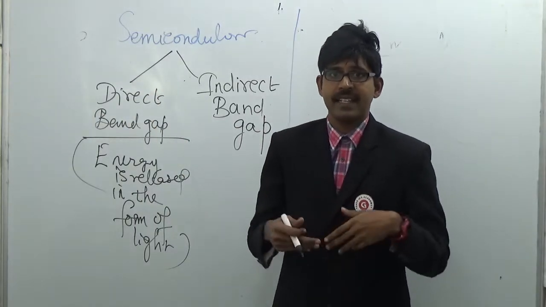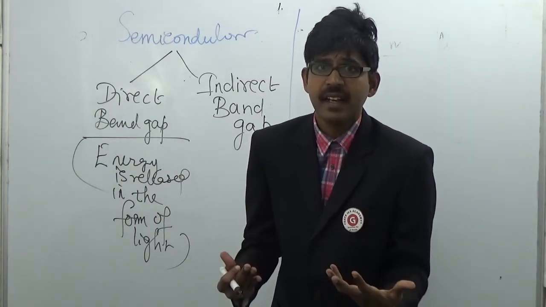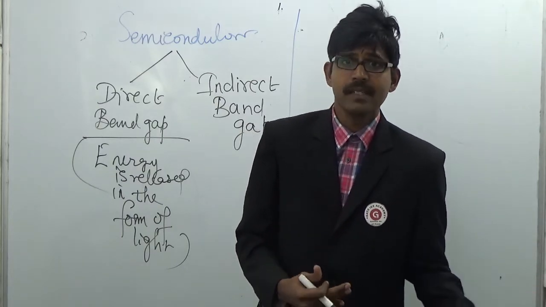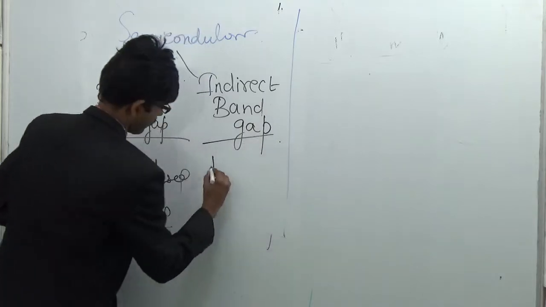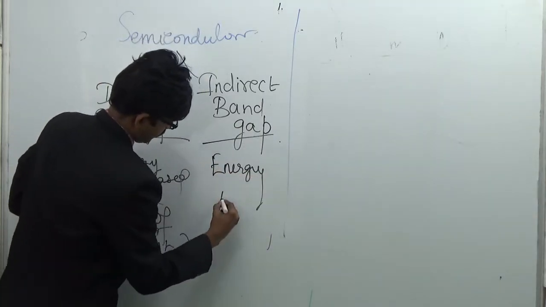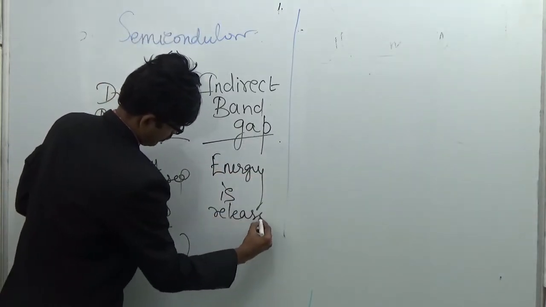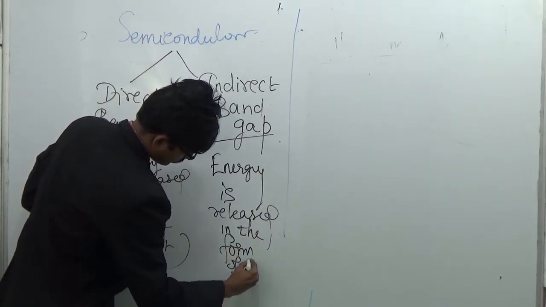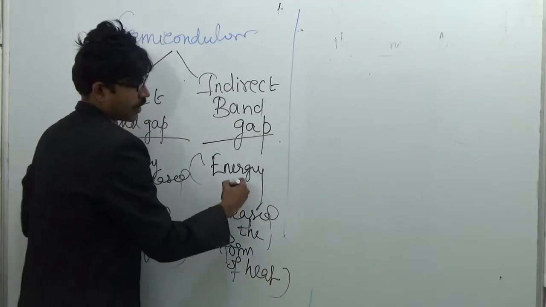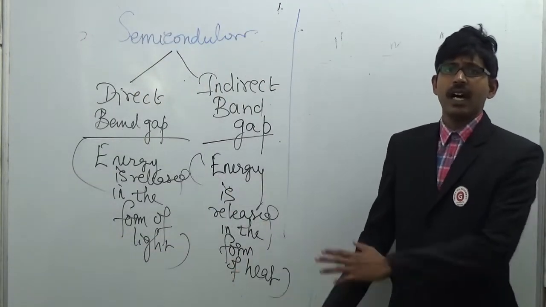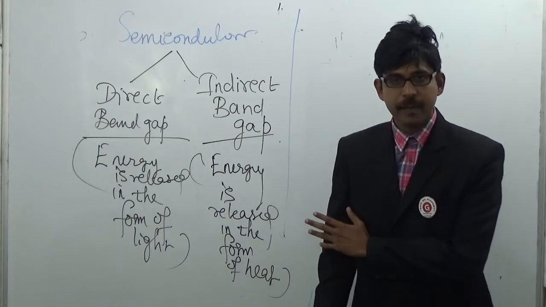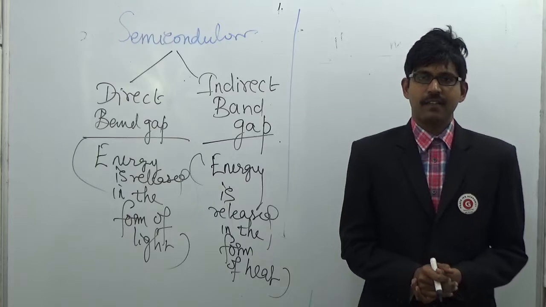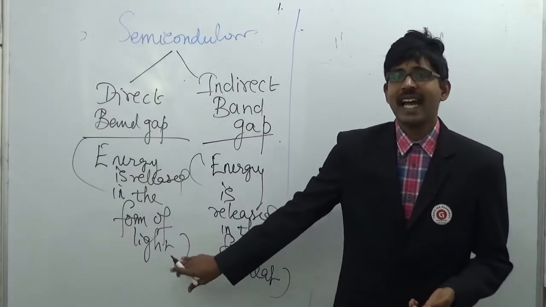Recombination happens, and when the energy is released in the form of heat, I can classify that kind of semiconductor as an indirect bandgap semiconductor. So this is a very important physics you need to understand in semiconductor theory. Now, what are the examples for energy released in the form of light and in the form of heat?